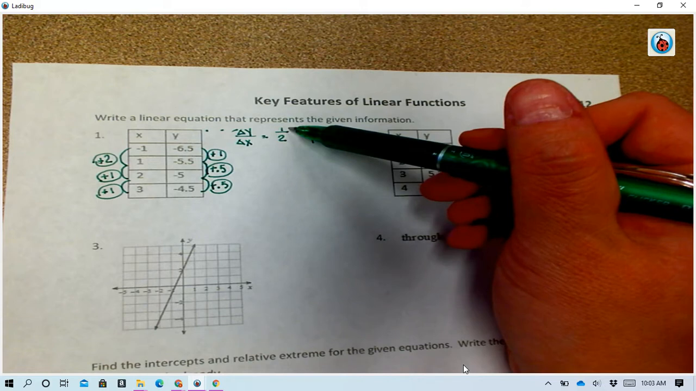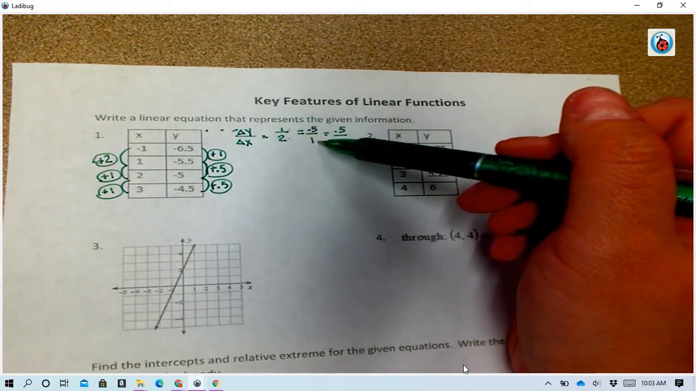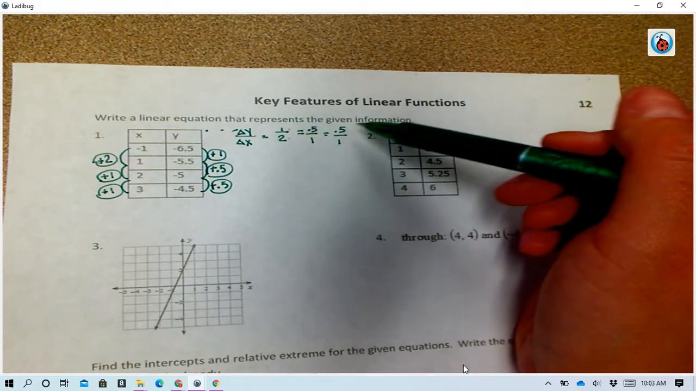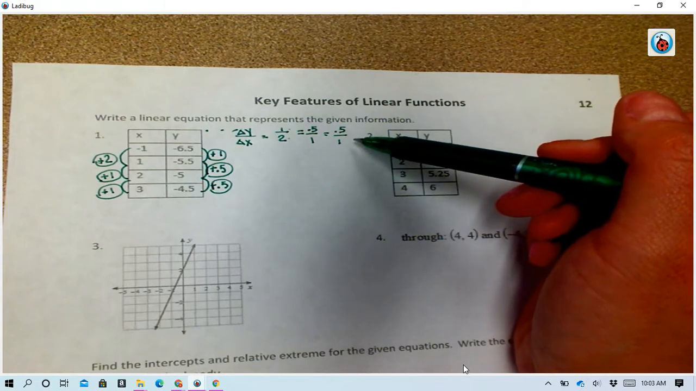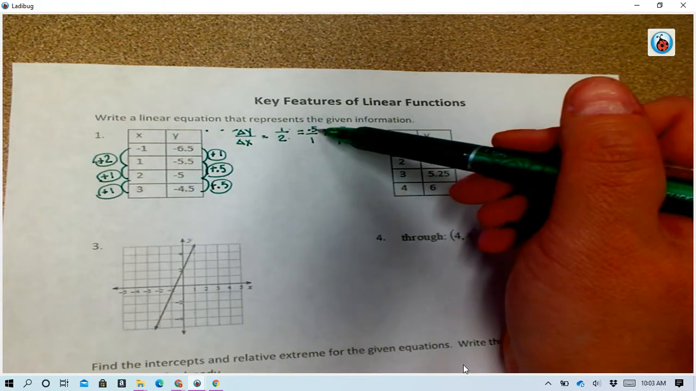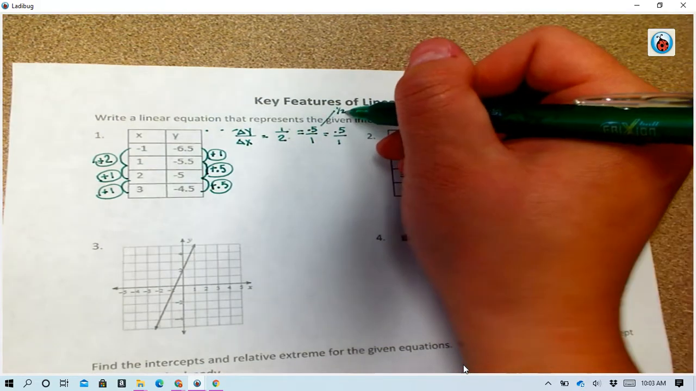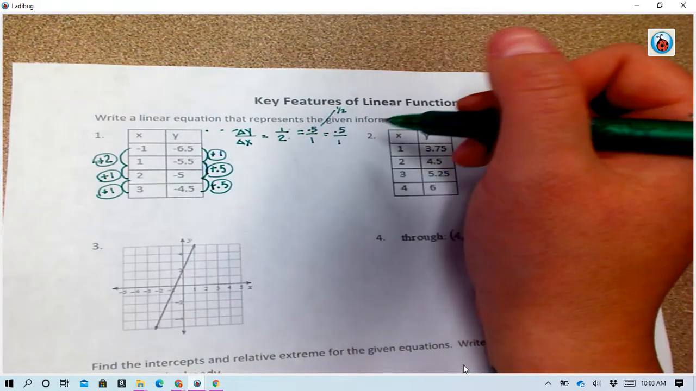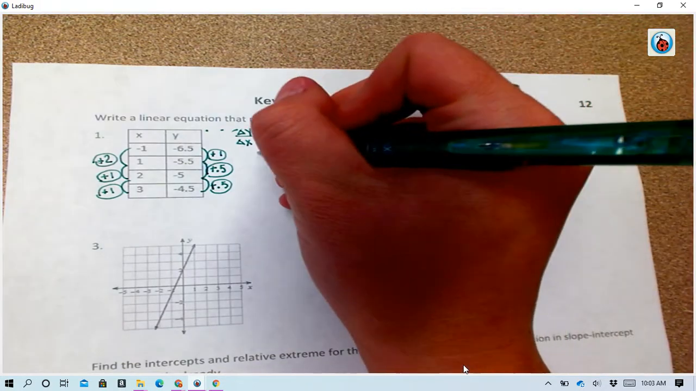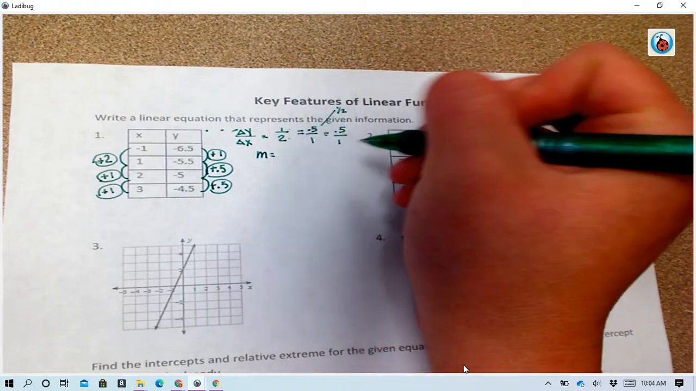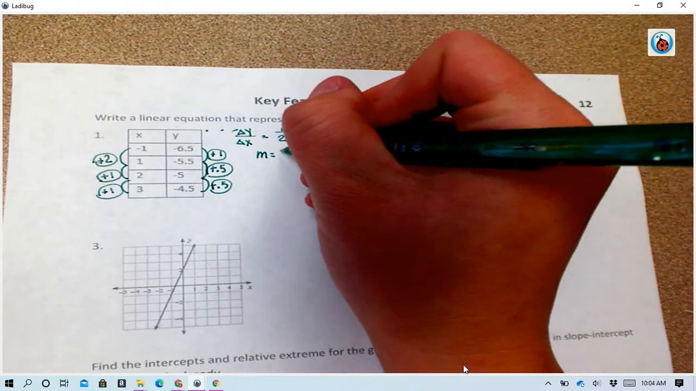So is 1/2 the same thing as 0.5 over 1 and 0.5 over 1? The answer is yes, because 0.5 is really the fraction 1/2. So these are all the same. So that means that our slope is going to be 1/2.